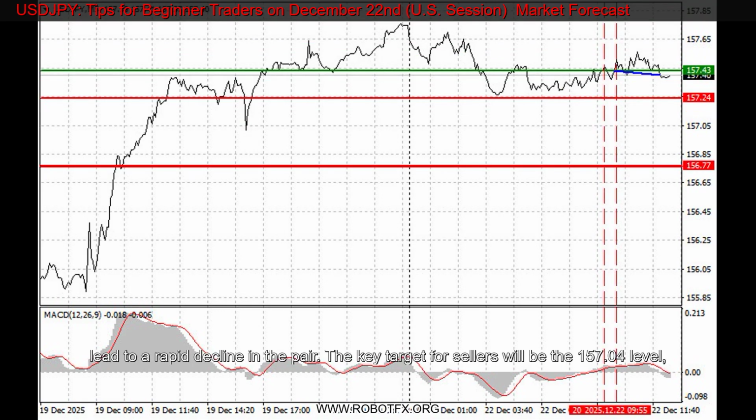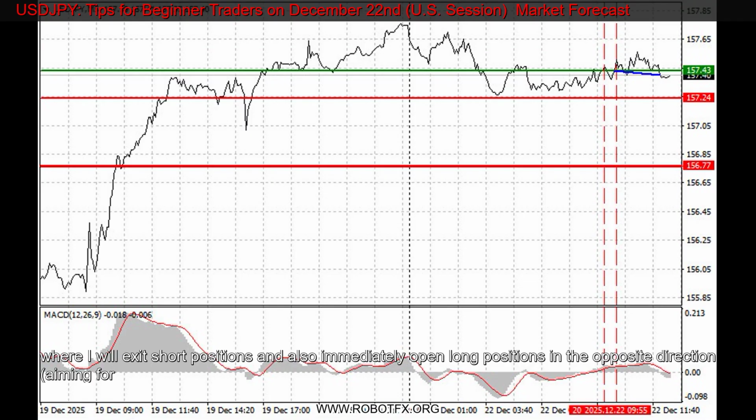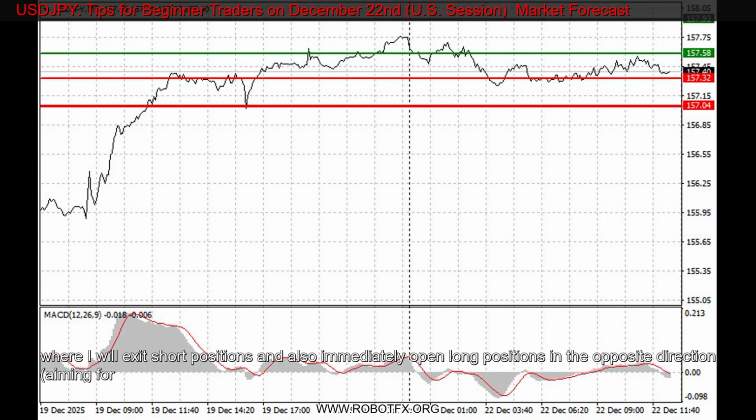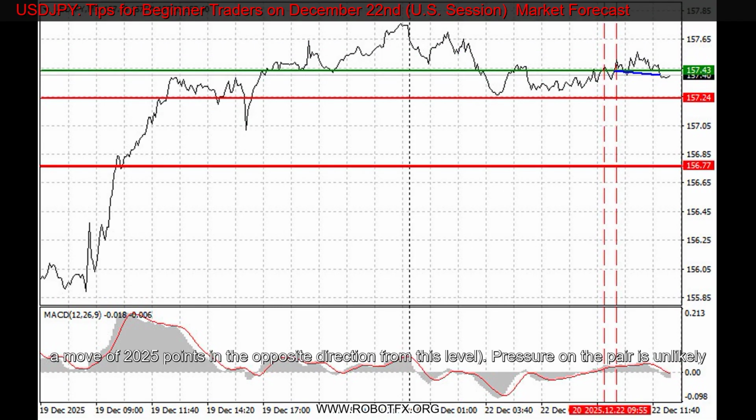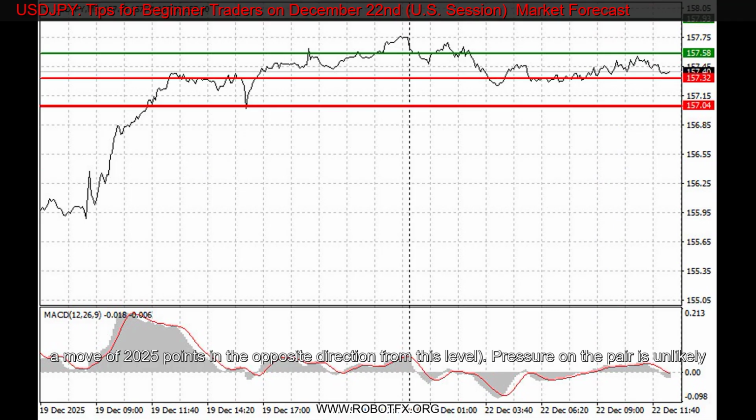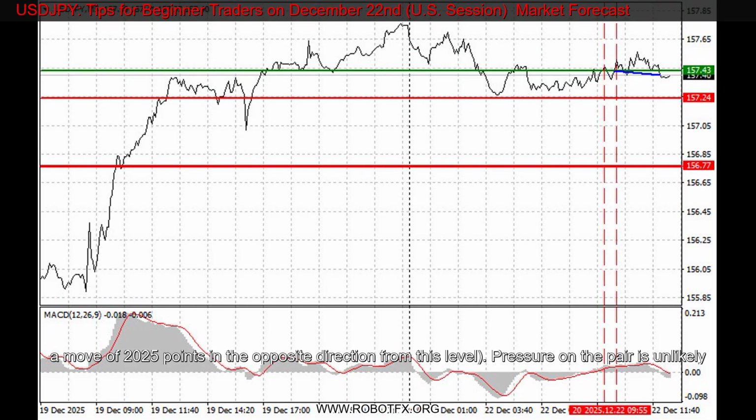Sell signal, scenario No. 1. I plan to sell USDJPY today after an update of the 157.32 level, the thin red line on the chart, which will lead to a rapid decline in the pair. The key target for sellers will be the 157.04 level, where I will exit short positions and also immediately open long positions in the opposite direction, aiming for a move of 20 to 25 points in the opposite direction from this level.